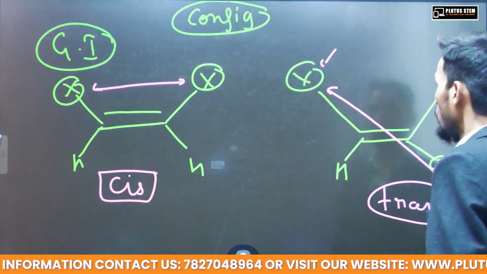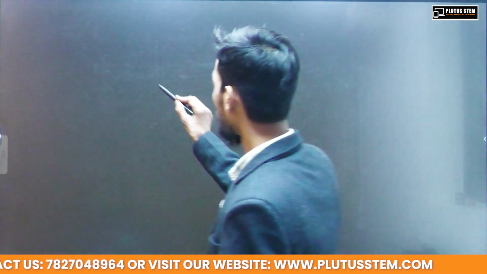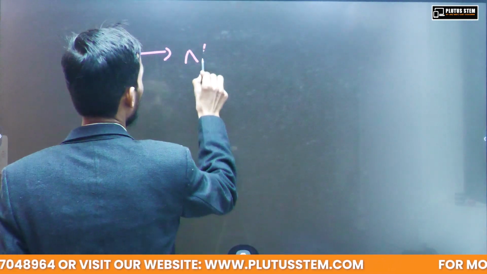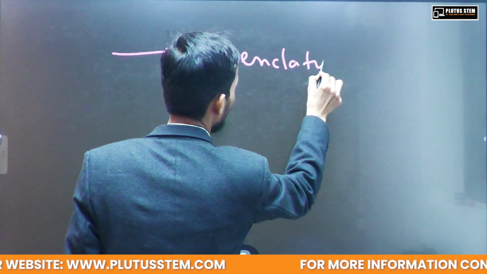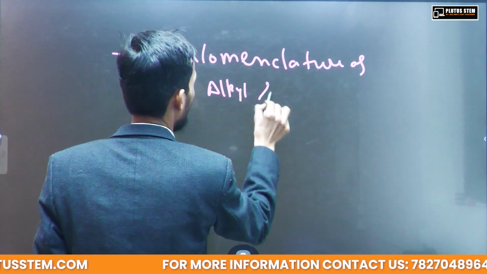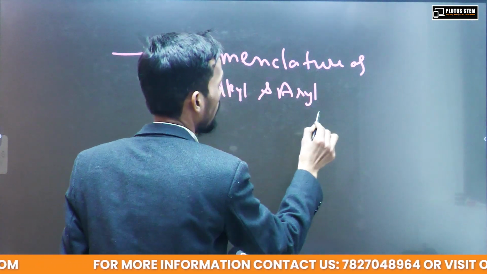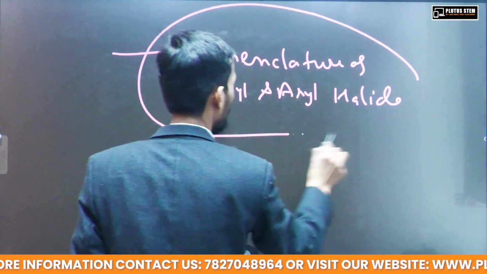conformational isomers and configurational isomers. So that's all for cis-trans, and in the next upcoming lecture, we will be discussing the nomenclature of alkyl and aryl halides. This we are going to discuss.